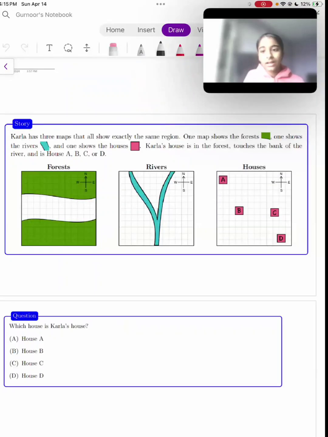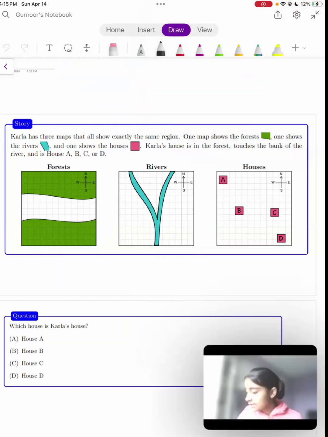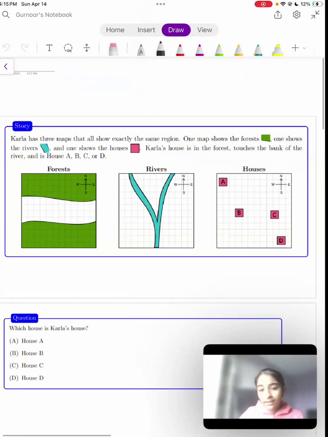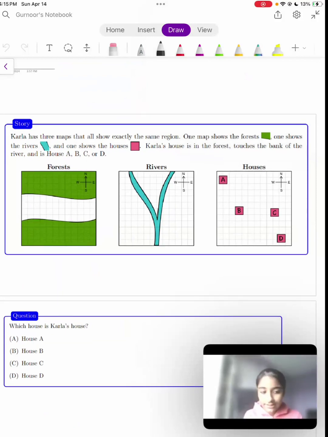All right, so let's start with our first problem. So our first problem is quite interesting. The problem says that Carla has three maps that all show exactly the same region. One map shows forest, one shows the rivers, and one shows houses. And it says that Carla's house is in the forest, touches the bank of the river, and is either house A, B, C, or D.